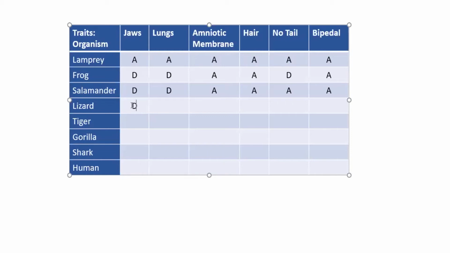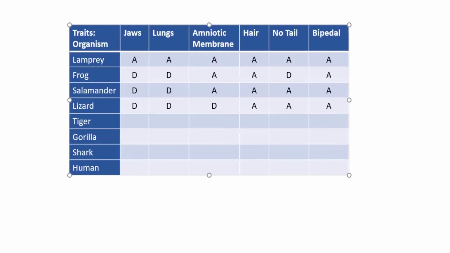Moving on to lizards. Lizards do have a jaw. All right, so that's a derived characteristic. Lizards do have lungs, unlike the lamprey. Lizards are reptiles, so they do have an amniotic membrane. So that is a derived characteristic, since the lamprey does not have that. Lizards do not have hair, just like a lamprey, so that's ancestral. Lizards do have tails, just like a lamprey does, so that is ancestral. And again, lizards are not bipedal, just like the lamprey, so that is ancestral.